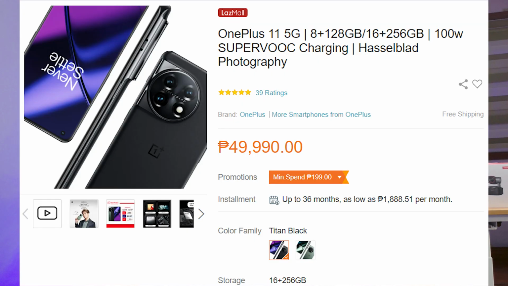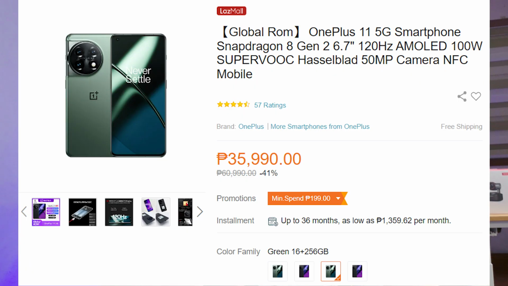Let's just put OnePlus 11 as a good example. So OnePlus 11, locally, you can buy it at 49,999. But if you purchase it in China, mabibili mo at around mga 40K or 39K something, which is the same thing, but there's the price difference of nearly 10,000 pesos. Now, what are the contributing factors dito sa pricing niya? One is mahal ang tax natin dito.